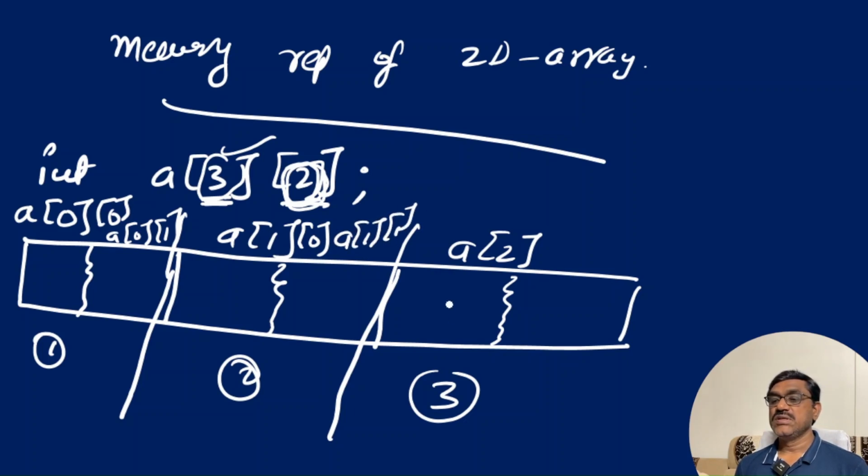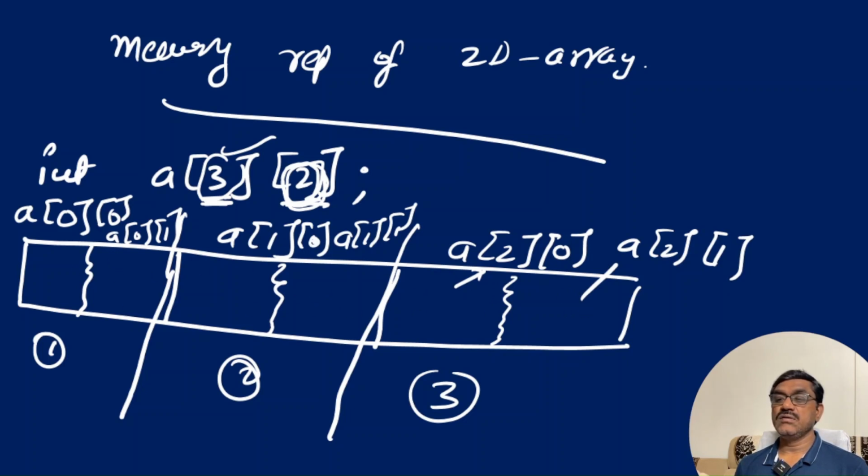Now, coming to A[2], this is the first location of A[2], first means you represent as 0, and this is the second location of A[2], we call it as 1. This is the naming that is done for the two-dimensional array. So this is A[0][0], and this is A[0][1], and this is A[1][0], this is A[1][1], sorry, not A[1][2], and this is A[2][0] and this is A[2][1].